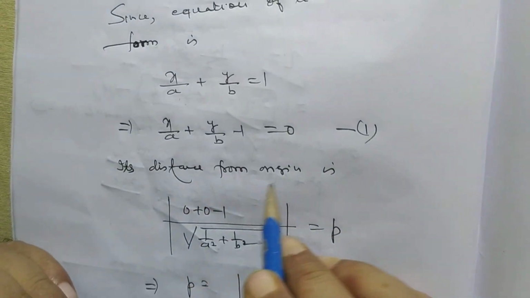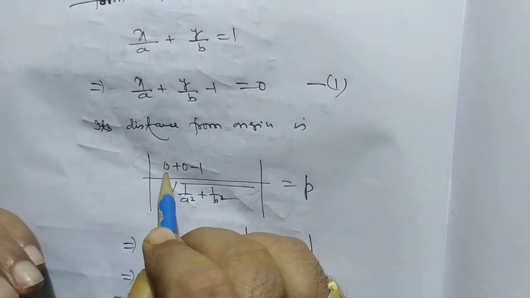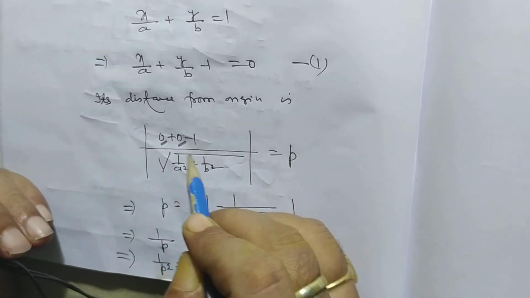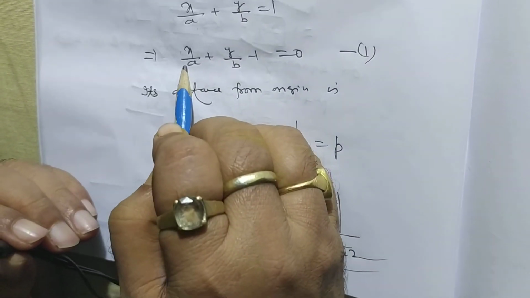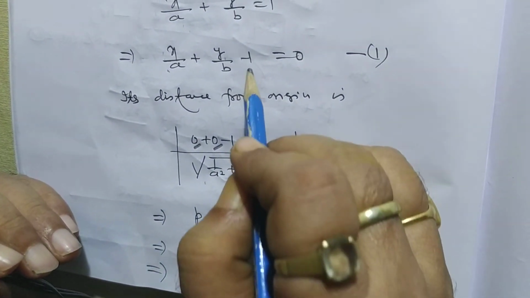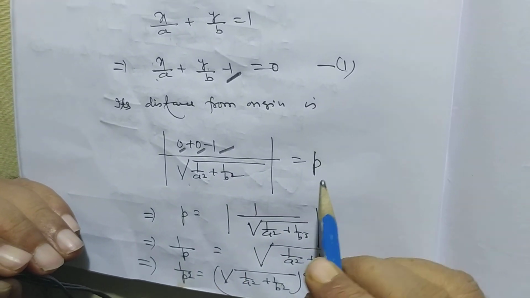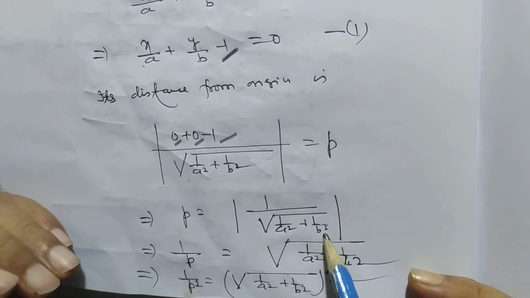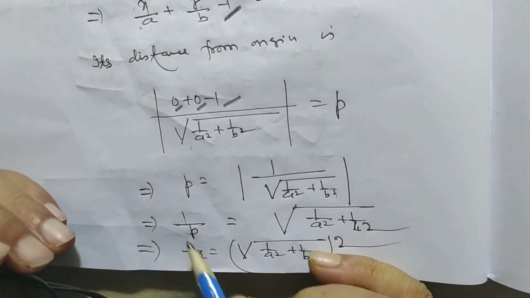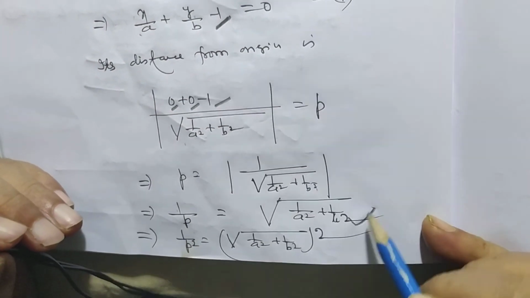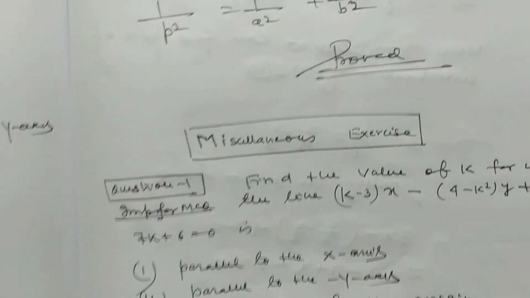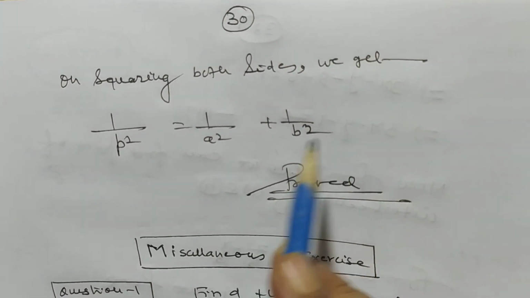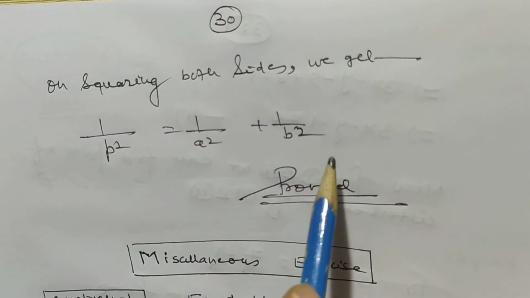So, its distance from origin is, instead of x1 we put 0, y1 we put 0, minus 1, over root of coefficient of x, which is 1 by A, coefficient of y, which is 1 by B, and this is the constant term minus 1, is equal to P. That is P is equal to 1 by root over 1 by A square plus 1 by B square. That is 1 by P is equal to root over 1 by A square plus 1 by B square. In this way, my dear students, on squaring both sides, we get 1 by P square is equal to 1 by A square plus 1 by B square.